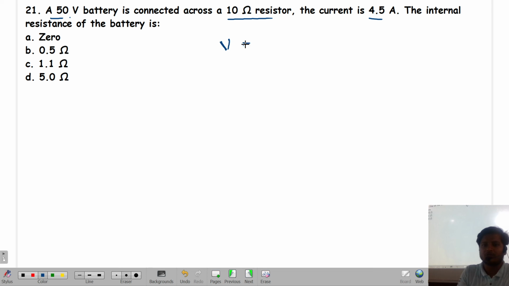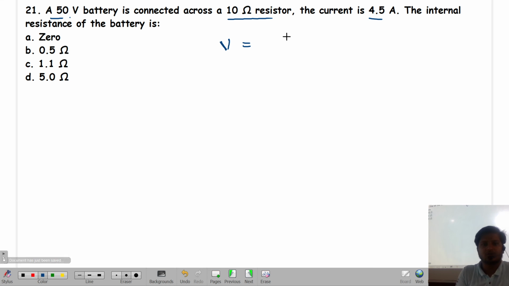So V is equal to what? Can I apply this? What happened? Option C. Question number. Wait, I'm testing. Just want to do it fast. Wait. Yeah, option C is correct.